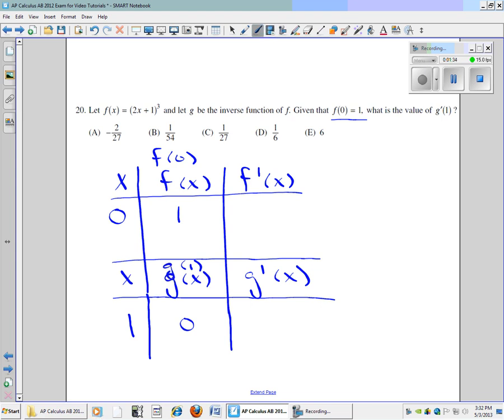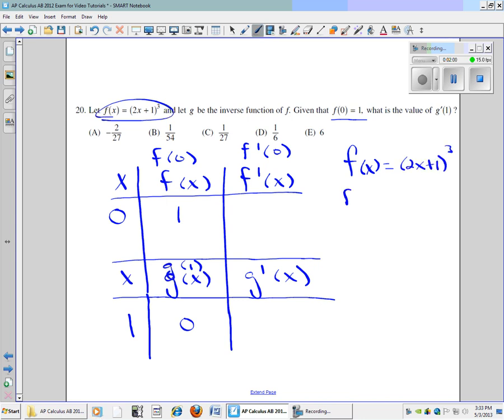So now, let's look at what we're having on this right-hand side. To find f prime of x, the first derivative, what we're going to be looking at is, what is that derivative when x is 0? So let's begin with our function. f of x is equal to the quantity of 2x plus 1 cubed.